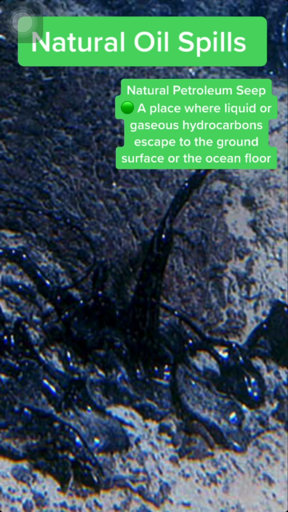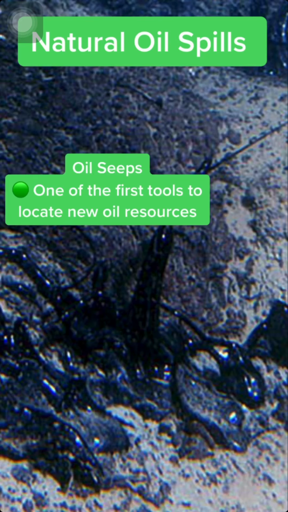Another cause of oil spills is natural oil spills. These come from a natural petroleum seep, which is a place where liquid or gaseous hydrocarbons escape to the ground surface or the ocean floor. This seepage comes from buried oil and gas buildup, which escapes through fractures in the Earth's rocks or directly from rock outcrops. Oil seeps were one of the first tools used to locate new oil resources before scientists and geologists created equipment.